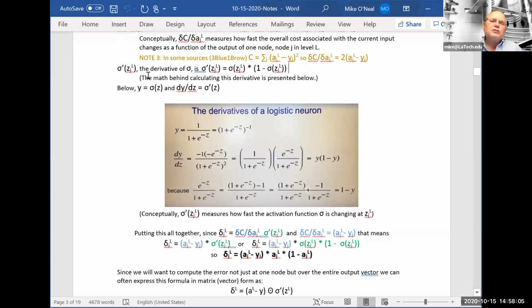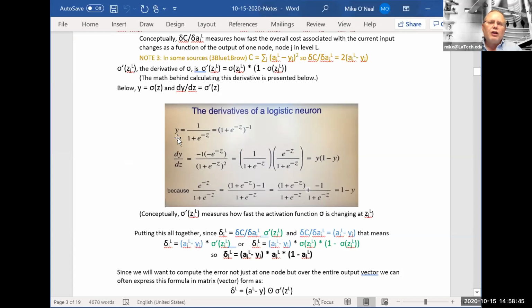Okay, so what's the derivative of the sigmoid? Well, I can give you most of it. Here is a slide showing the derivative. Okay. Now in this, y, which is the output, is the output of the sigmoid function, and dy dz is the derivative of this function here.